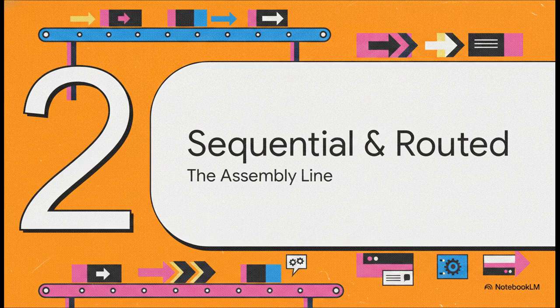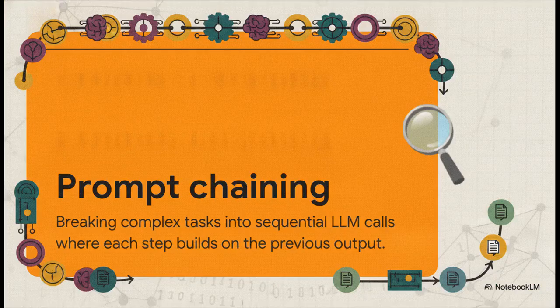Part 2, sequential and routed patterns. Let's head to the assembly line. I actually love thinking of this first pattern as the assembly line of our AI factory. We're setting up structures that act like a highly organized, step-by-step manufacturing process, making sure every piece of data goes exactly where it needs to go when it needs to be there. It's called prompt chaining, which means breaking complex tasks into sequential LLM, or large language model calls, where each step builds on the previous output.